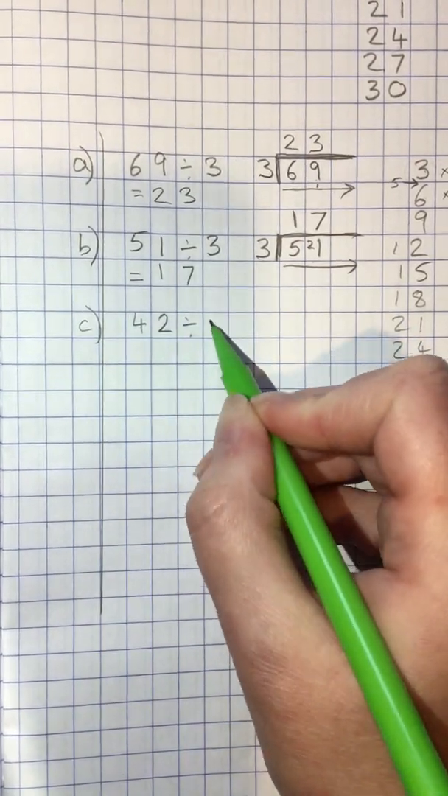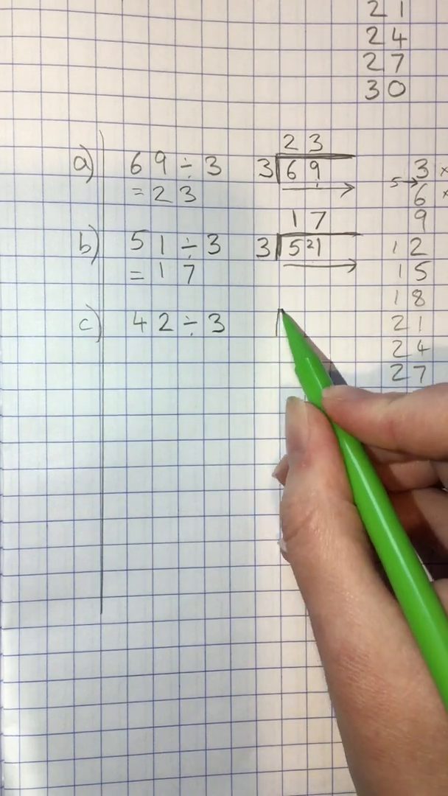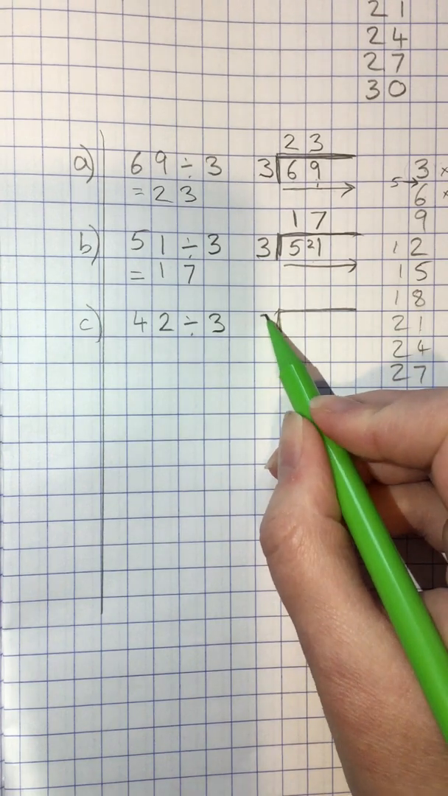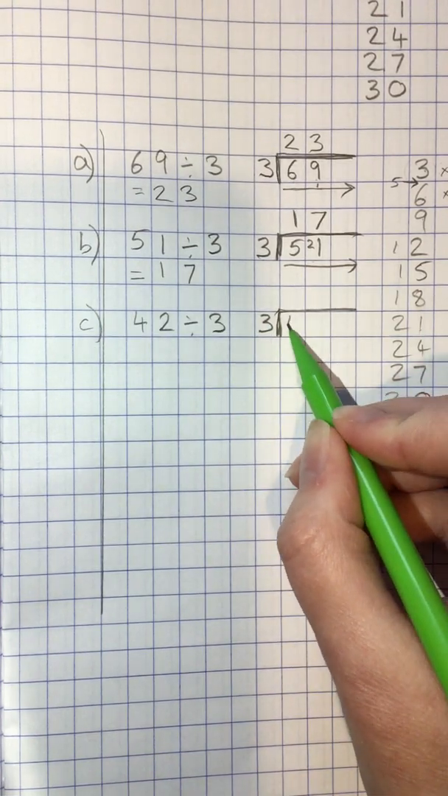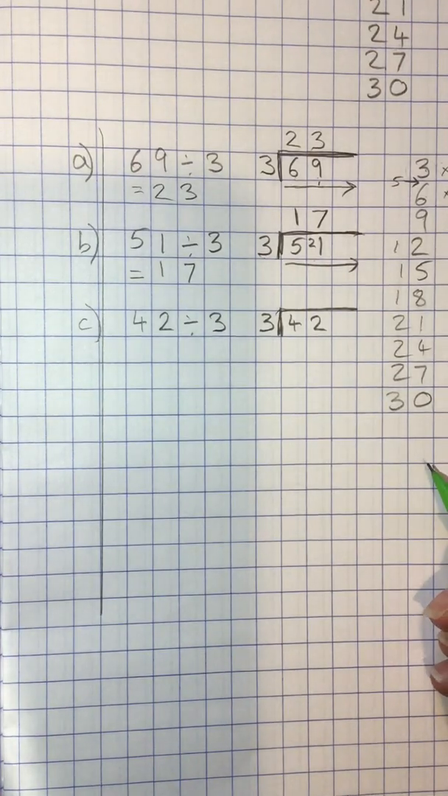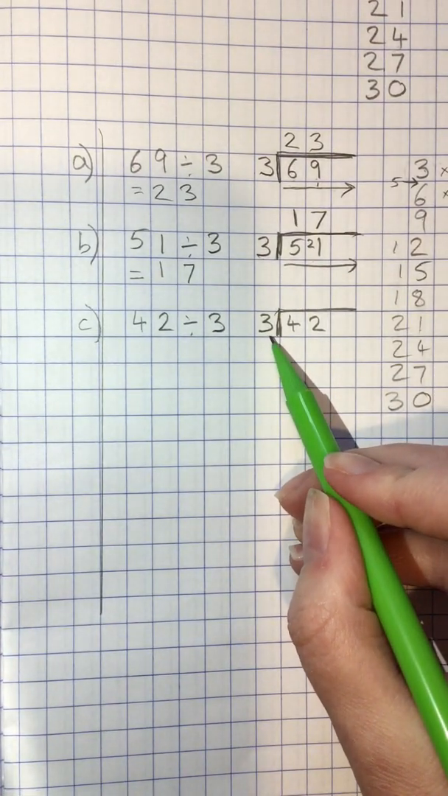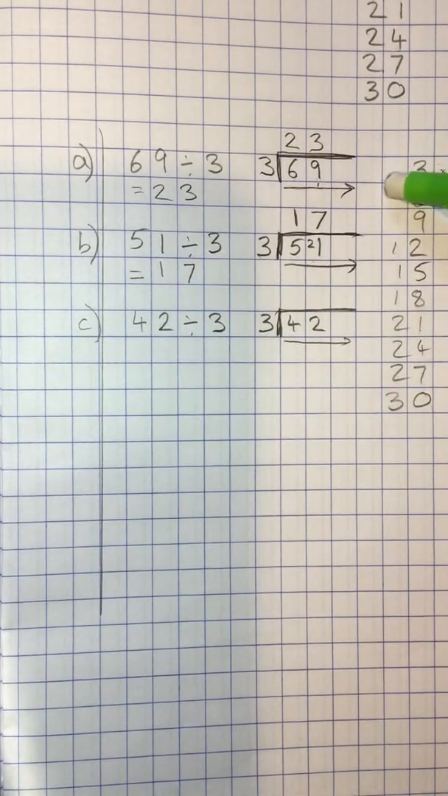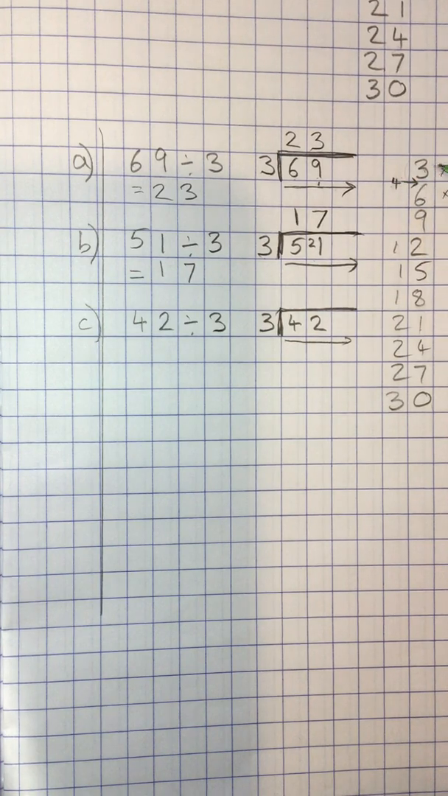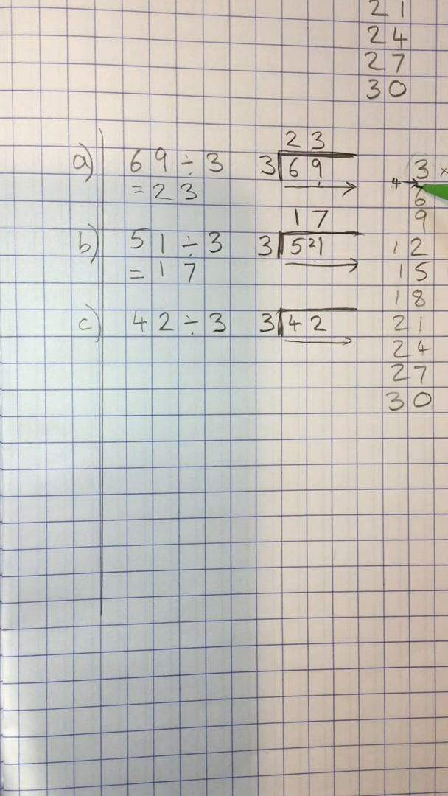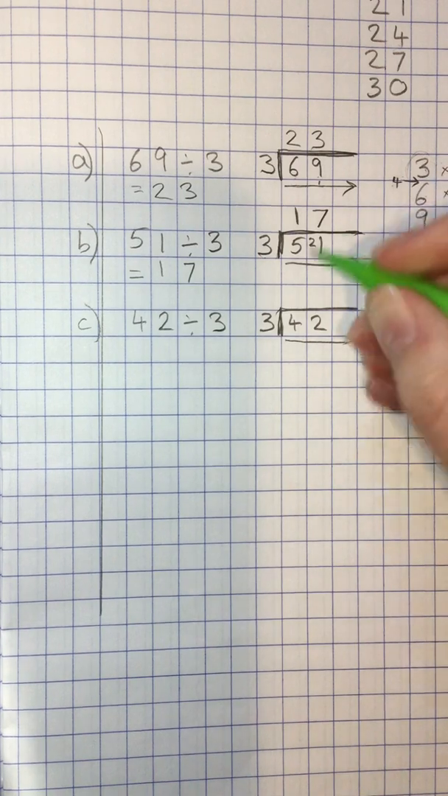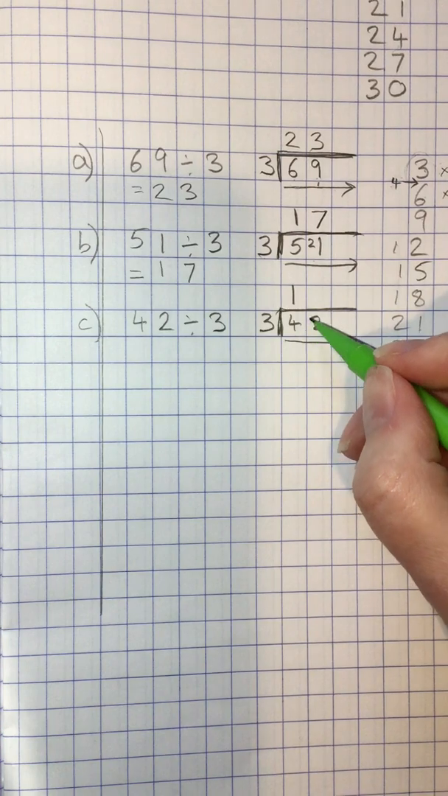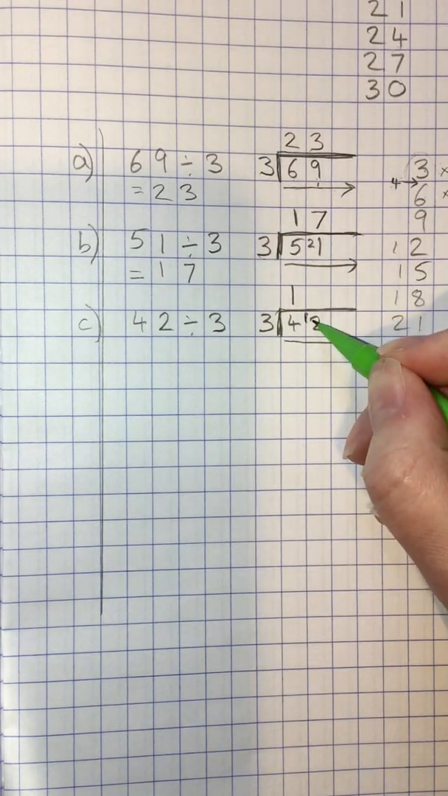42 divided by 3. Let's draw out our bus shelter. You could join in if you wanted to and lay it out. So we're dividing by 3 again, and I've got 42 in my bus shelter. So the first question I ask is, how many 3s go into 4? So 4 would come about here, wouldn't it, between the 3 and the 6. So there's one whole group of 3, so that goes above my bus shelter. 3, 4, there's one left if I took away that whole group of 3.